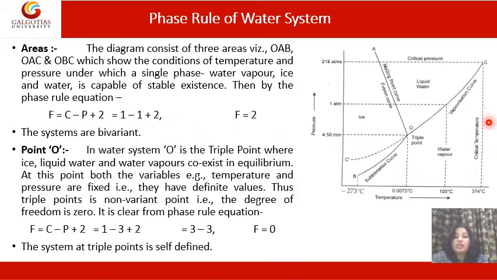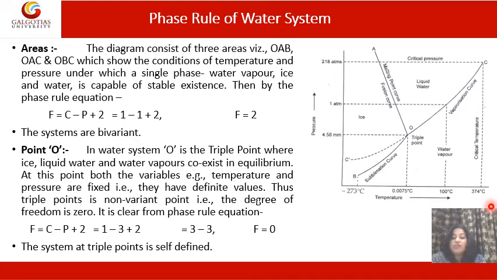Now we discuss triple point O. At this point, these three curves OA, OB and OC meet together, and all the three phases coexist. The point O represents the triple point. Temperature and pressure are fixed at 0.0075 degrees Celsius and 4.58 mm respectively.